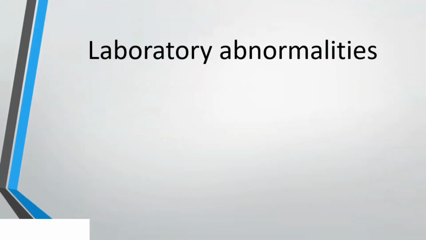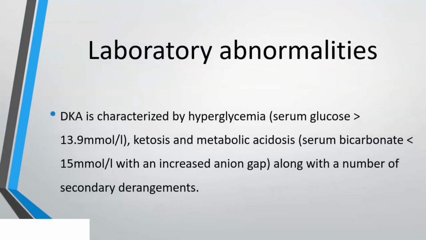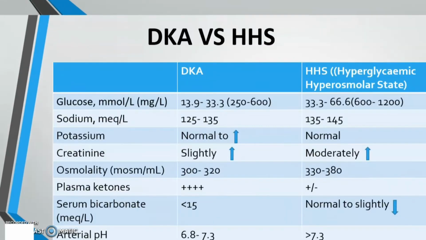Now, what are the laboratory abnormalities seen in DKA? DKA is characterized by hyperglycemia, serum glucose greater than 13.9 millimole per liter, ketosis, and metabolic acidosis defined as serum bicarbonate less than 15 millimole per liter with an increased anion gap. So take note, one of the causes of an increased anion gap is what? DKA, diabetic ketoacidosis. And alongside these manifestations, you see a number of secondary derangements in this patient.